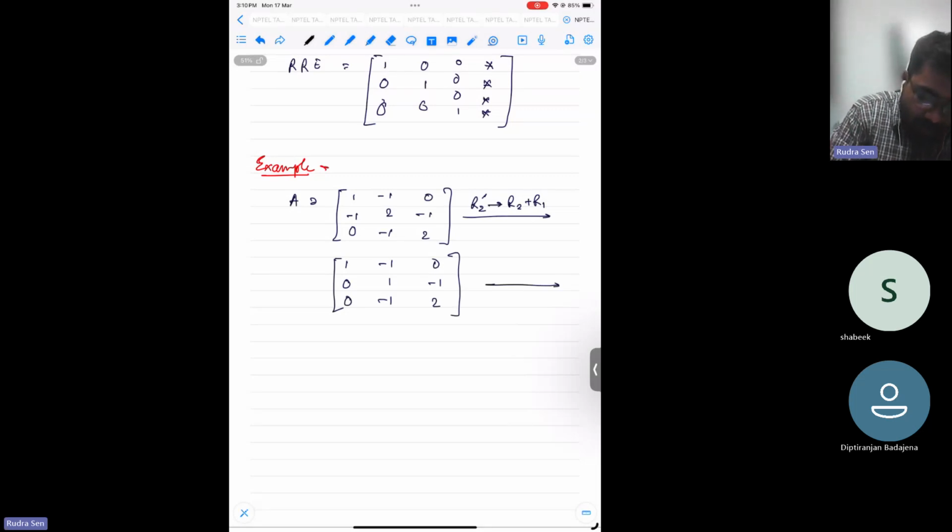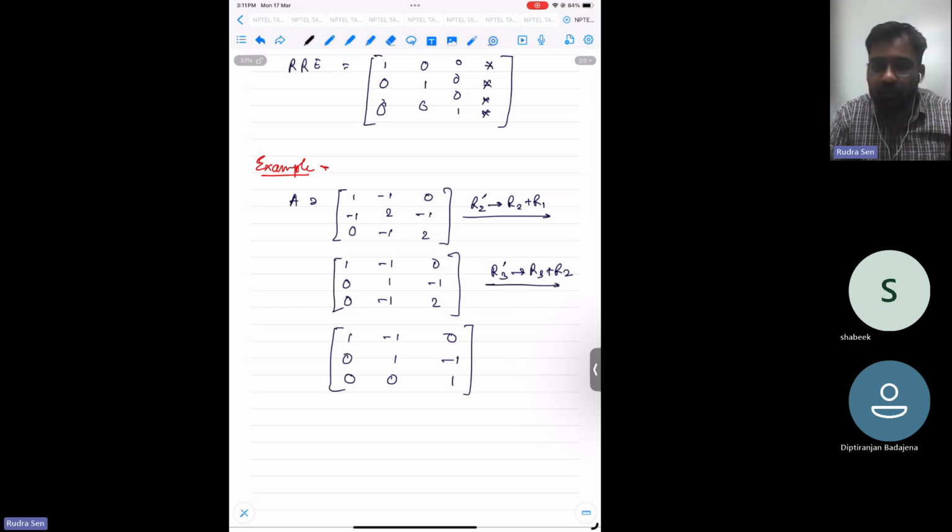Now I need to change R3 as well. First I do this row echelon form, okay? So R3 plus R2, and we get 1, minus 1, 0, 0, this, 0, 1. So we get this row echelon form.